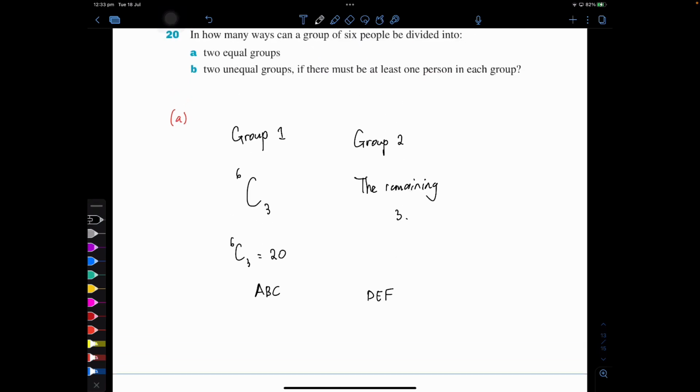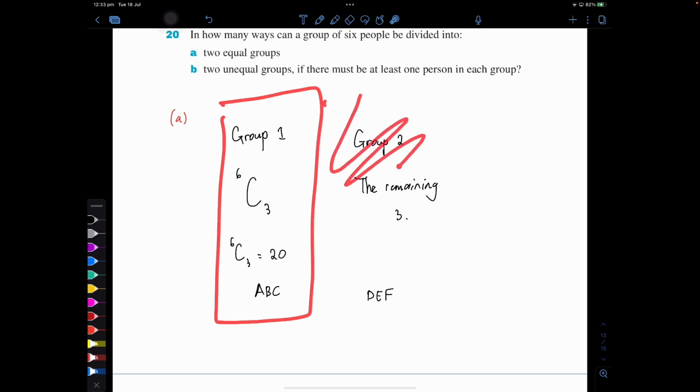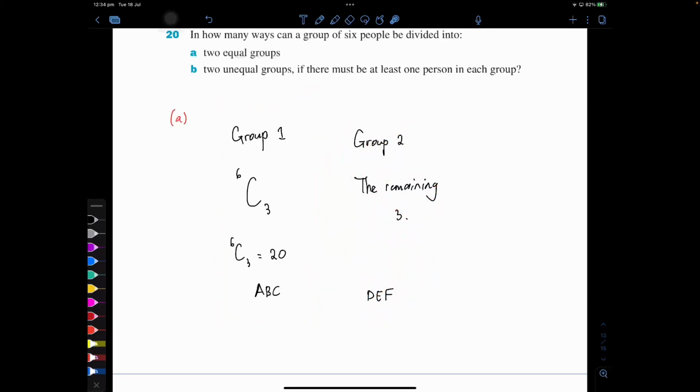A, B, C can be in the first group or the second group. But the idea was that it would just be A, B, C over here, and then the remaining would be in the other group, right? What if they made a mistake? What if the answer was just 20, though? But the AI said it was 10 as well. Oh, okay. Is that because someone corrected it beforehand, before you asked the question?